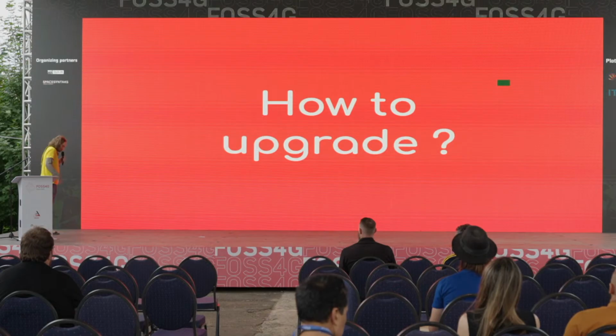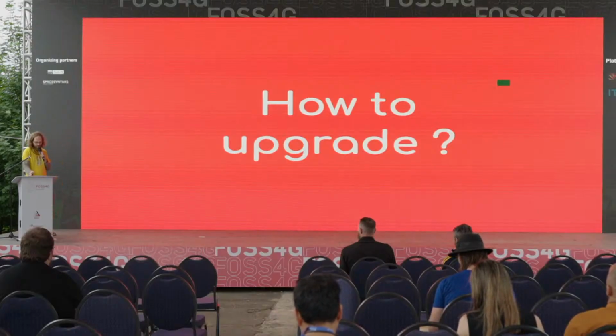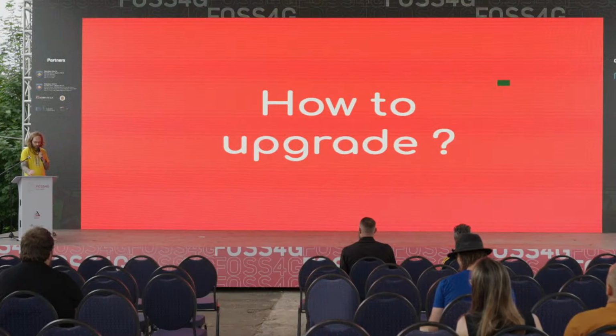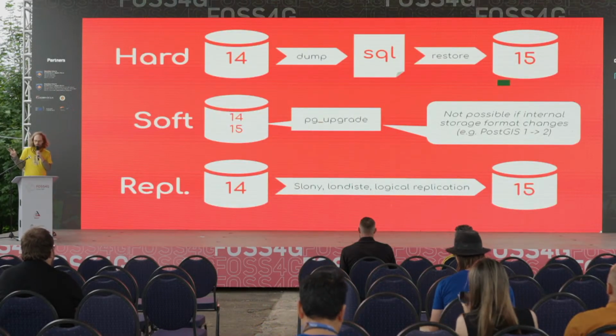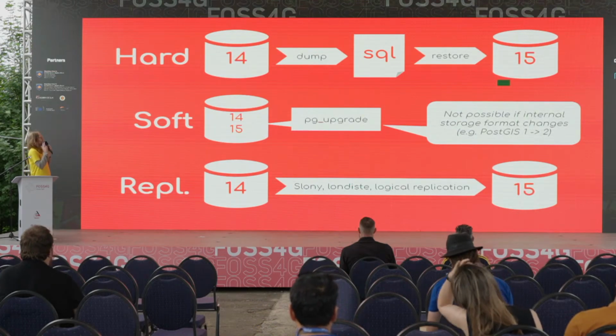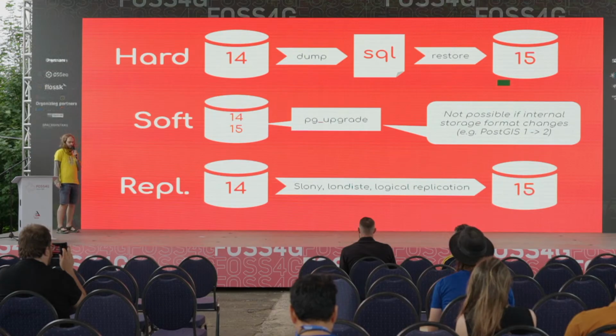Okay, and now to the question, how have we automated the Postgres upgrades? How to do this? What are the single steps that you have to do? There are basically 3 ways to do a Postgres upgrade. One is the hard upgrade, the soft upgrade, and you can also do this with logical replication.